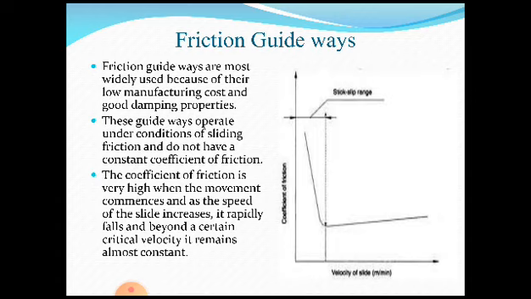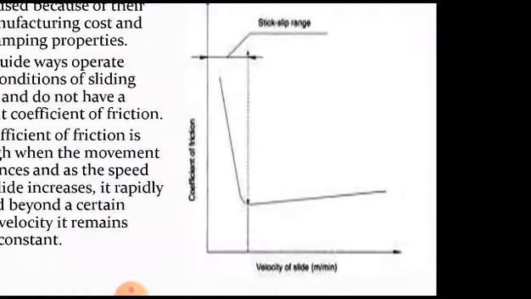These guideways operate under conditions of sliding friction and do not have a constant coefficient. Why is it called sliding friction? It is called sliding friction because the moving element is in direct contact with the stationary element. The coefficient of friction is very high when the movement commences, and as the speed of the slide increases, it rapidly falls, and beyond a certain critical velocity, it remains almost constant. So the engineers have designed the friction guideways and studied their properties.